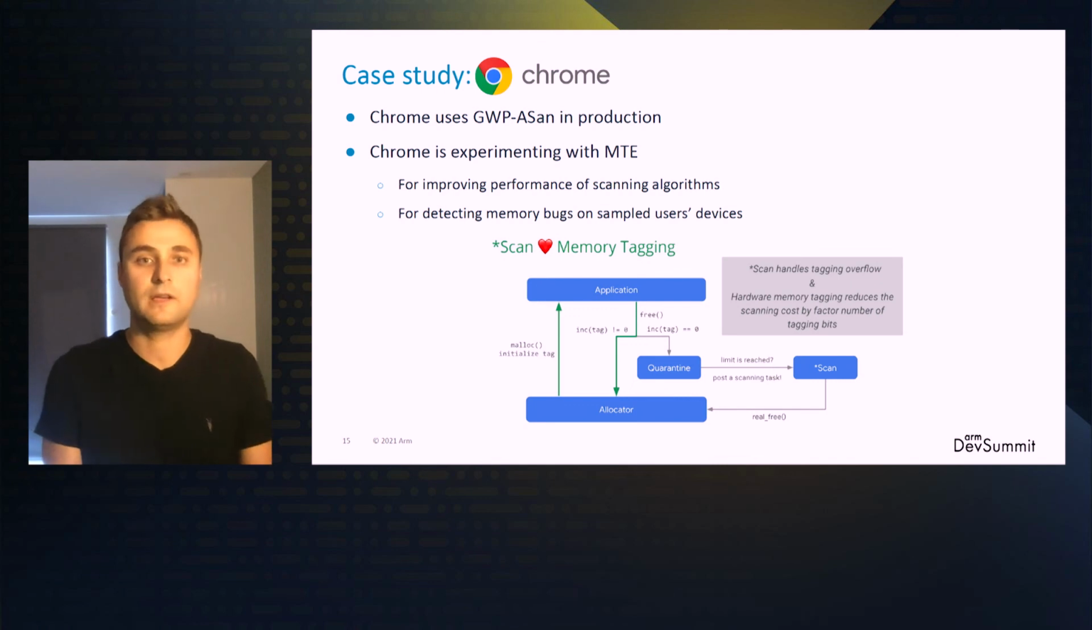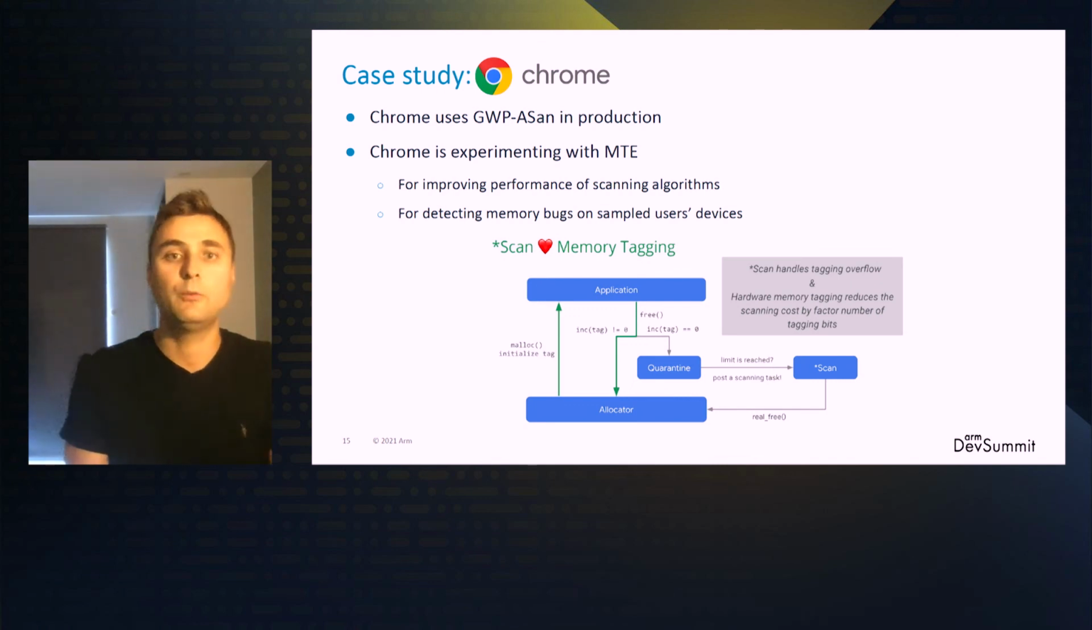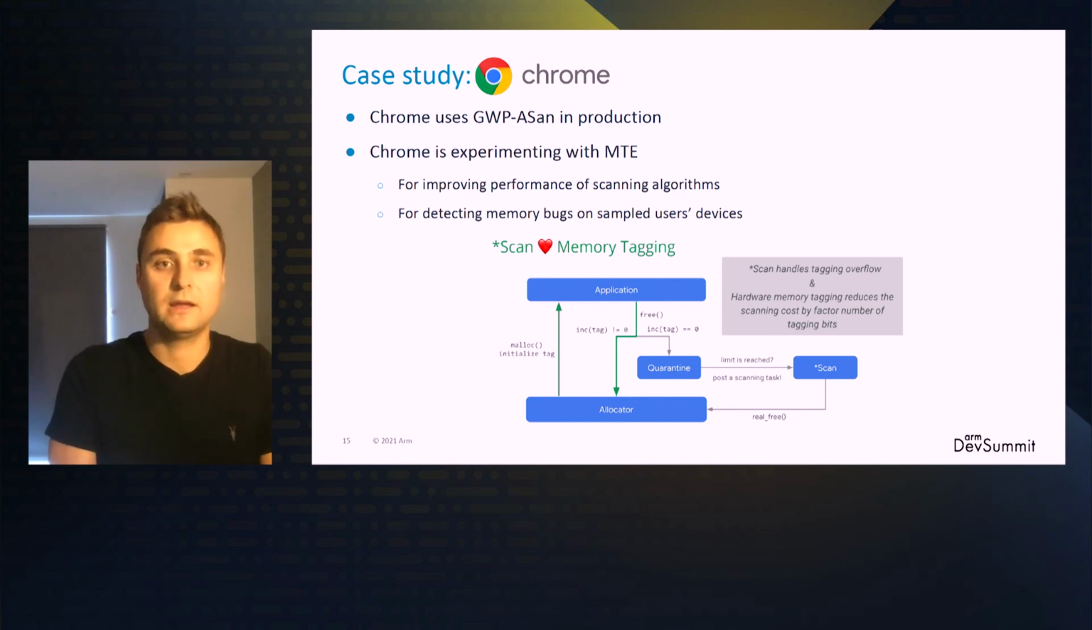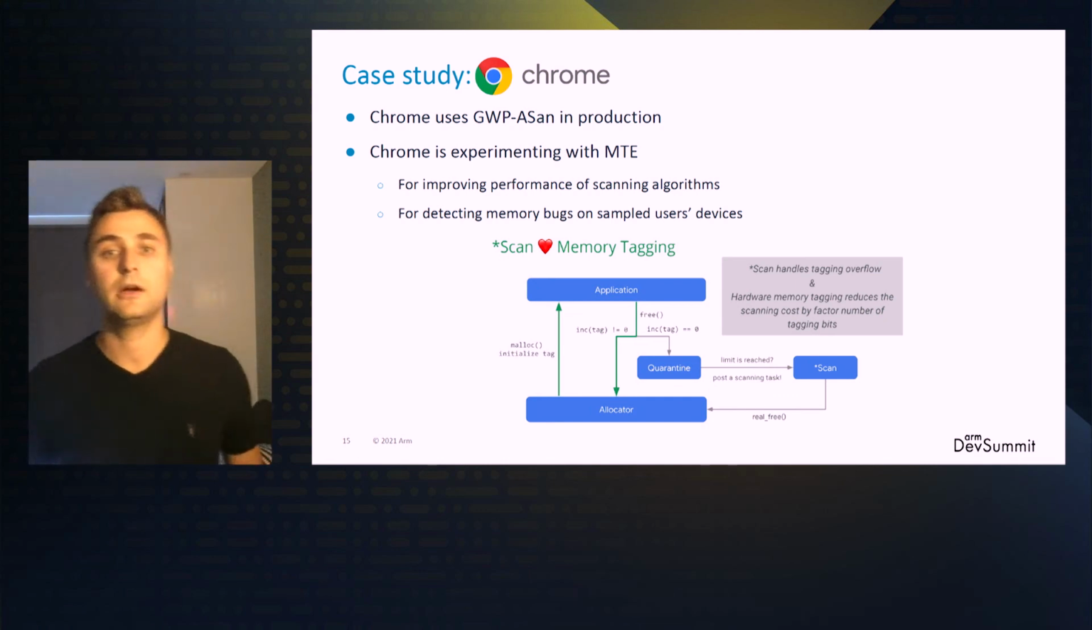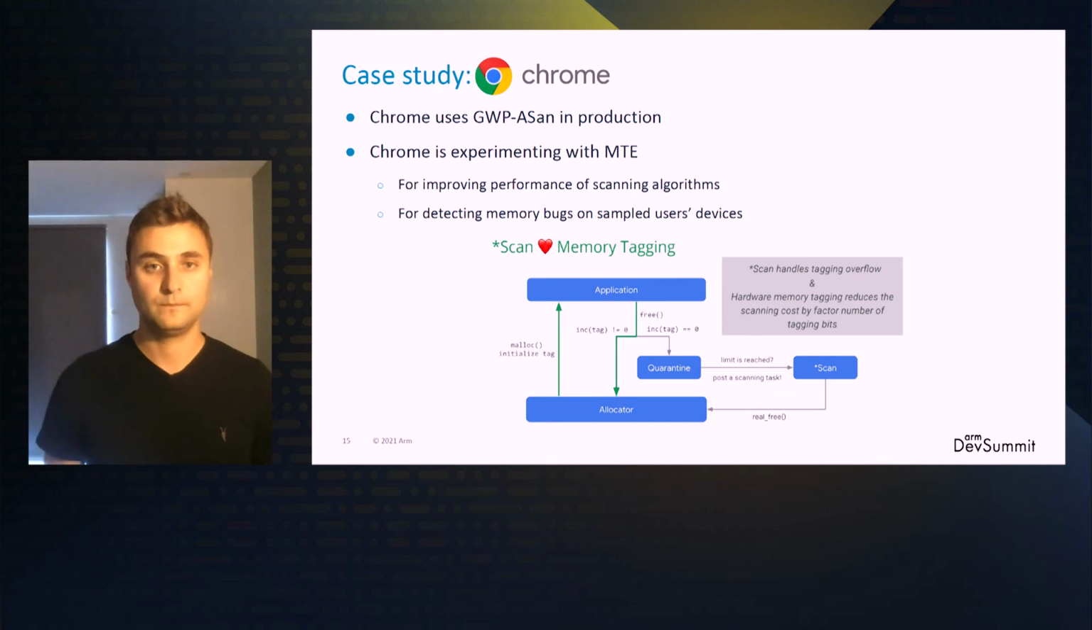Next, let's move on to a case study. We have been working closely with Chrome on optimizing and deploying our tools in production. I'm happy to announce that Chrome uses GWP-ASAN in production at scale across the Android ecosystem. And also that Chrome is working on experimenting with MTE.